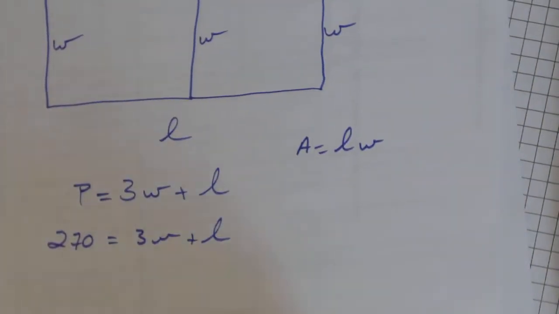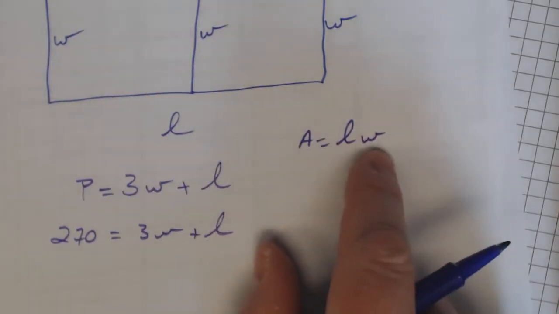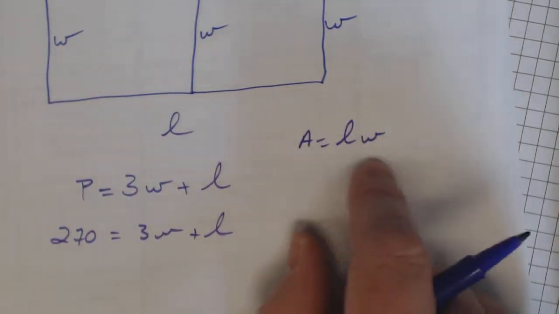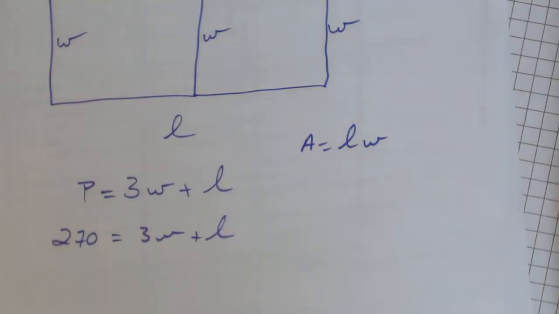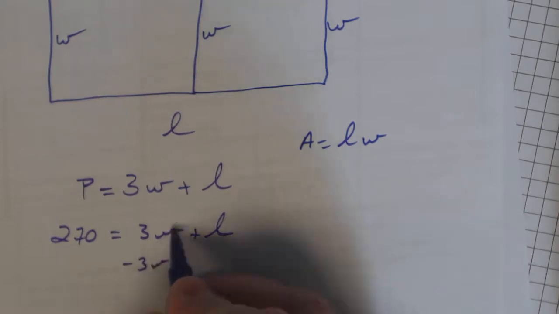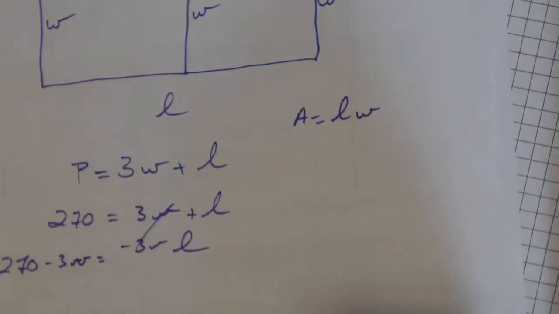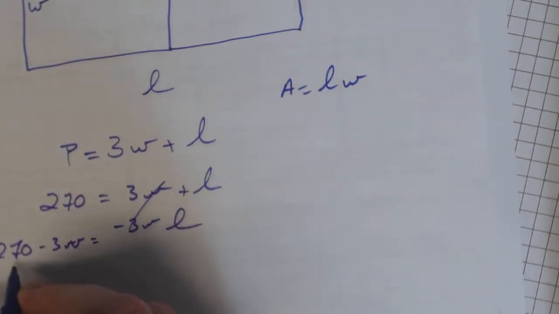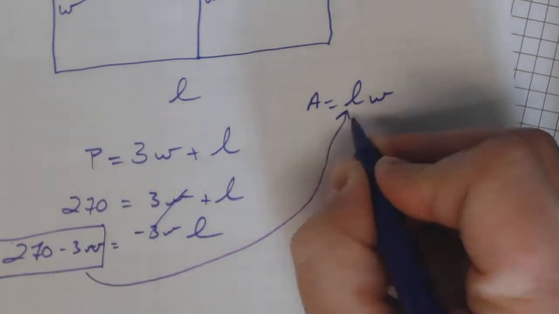So I'm going to take this formula and solve it for one of the variables, plug it into the area formula, and find that I have a quadratic, and then I'm going to maximize that by finding the vertex. It'd be real easy for me to solve for L by subtracting 3W away from both sides. So L is equal to 270 minus 3W. That's what L is, so I'm going to put that in here for L.